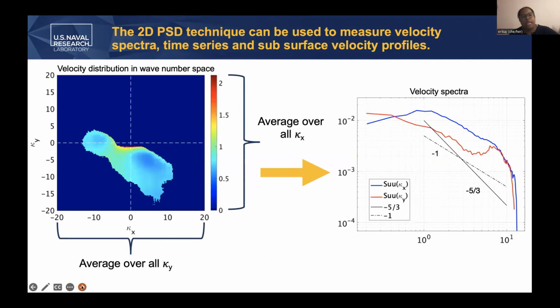And one thing that I noticed was that if I average this velocity distribution of wave number space over all of Kx and all of Ky, I can come up with the velocity spectra. Now, this is something that I'm still working on, but I do believe that this is the velocity spectra that we're used to seeing in a more traditional laboratory setting. As you can see here, there's the -5/3, the spectral turbulence cascade that we're very used to, and also the -1 power law that we're seeing when I average these spectra over all of Kx and Ky.